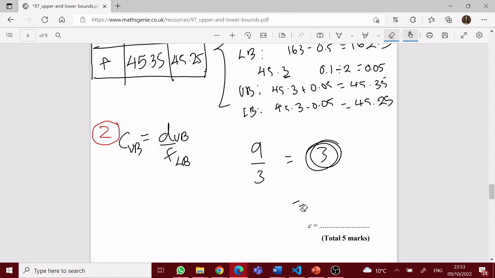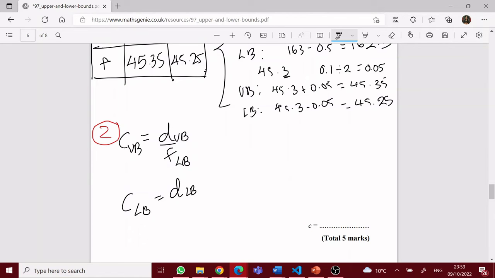Now, if I want to find the lower bound of C, then I use the exact same logic, but I need to work in reverse. So I need the lower bound of D divided by the upper bound of F, because the higher the denominator, the smaller the final answer. If I want the smaller C, of course, I need to divide it by the larger denominator. So hope that equation makes sense.